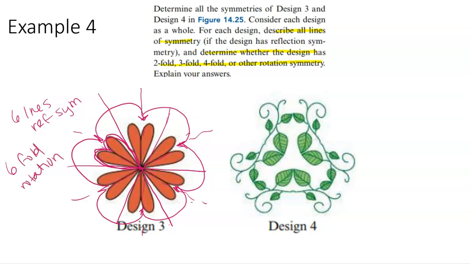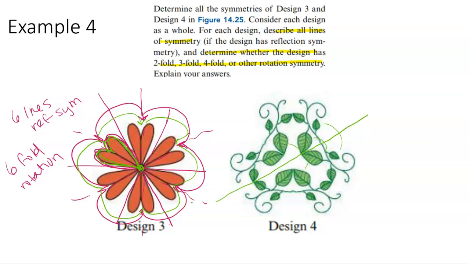Because if I had my center right here and I took this heart on top, it's going to rotate and repeat 1, 2, 3, 4, 5, 6 and come back to itself. Let's take a look at this one here. So let's think here. If I were to cut this in half here, this would fold onto that, that would fold onto that, that would fold onto that. So there's one line of symmetry.